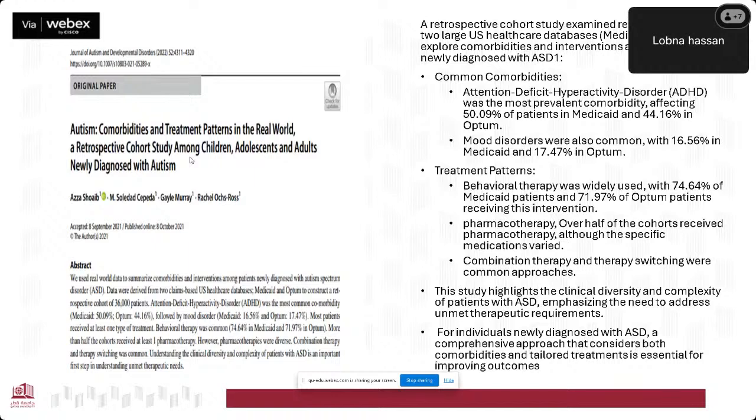This is a retrospective cohort study done in the US, summarizing all what I said. It was done for newly diagnosed adults, children and adolescents with autism spectrum disorder. They found that the common comorbidity is attention deficit and mood disorder. The treatment pattern was usually either behavioral therapy, pharmacotherapy, or combination of therapy. They found that for individuals newly diagnosed with ASD, a comprehensive approach that considers both comorbidity and tailored treatment is essential for improving the outcome.